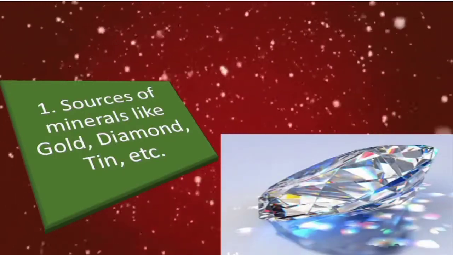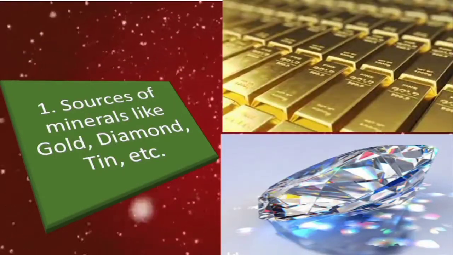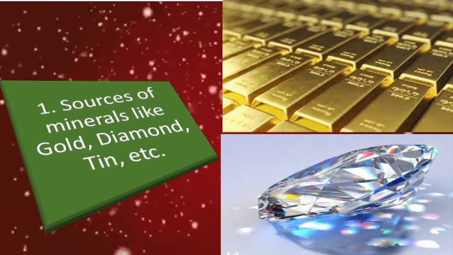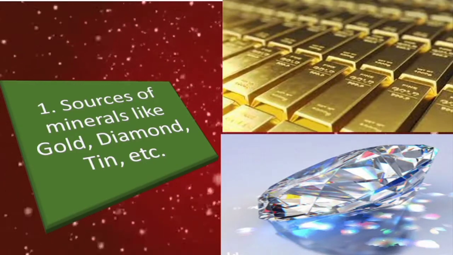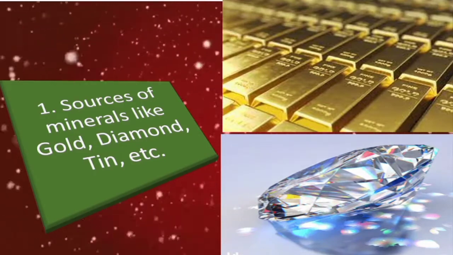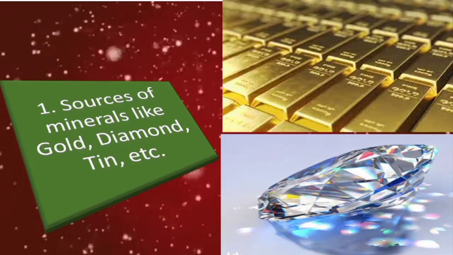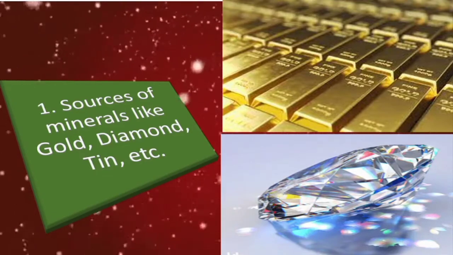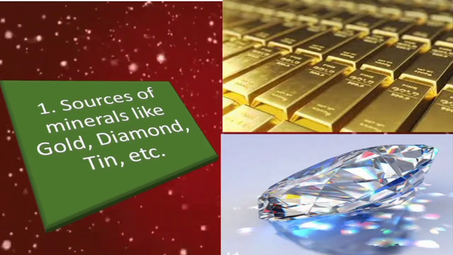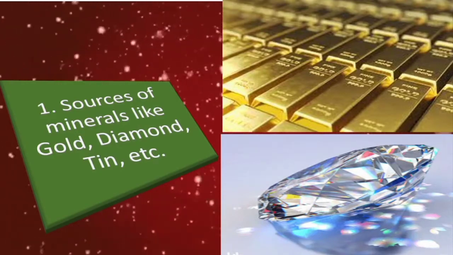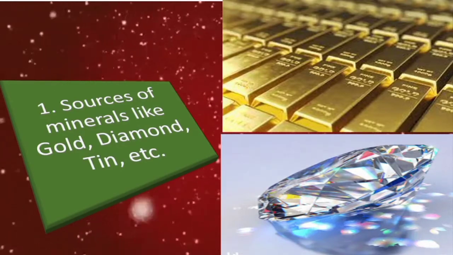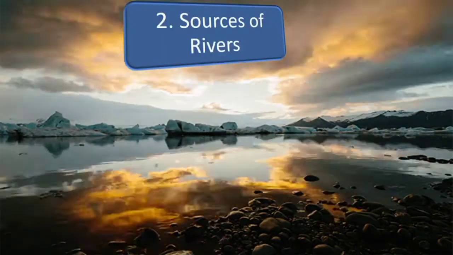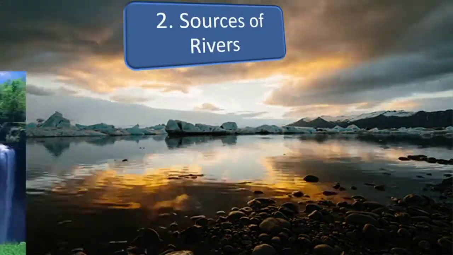Now, the first, we said, they are sources of minerals. When we talk about minerals, we're actually referring to natural minerals like your diamond, your gold, your tin, your copper. Now, most times these minerals are used in the production of jewelries, which women or ladies usually use for beautification purposes. The next is that they are sources of river.